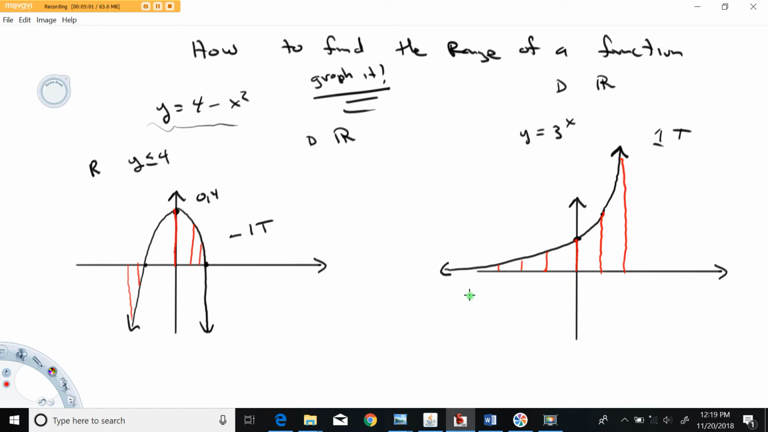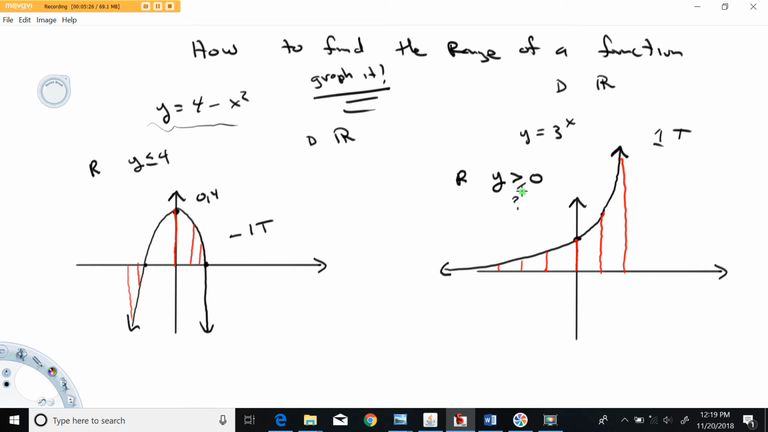You'll notice there are no values of y down here anywhere. So our range of this function is y greater than, for now I'll just put or equal to, 0. You'll notice that these y values are all positive. That's the mathematical way of saying that. And no matter how high I get on this curve, no matter how big a number, it's there somewhere.